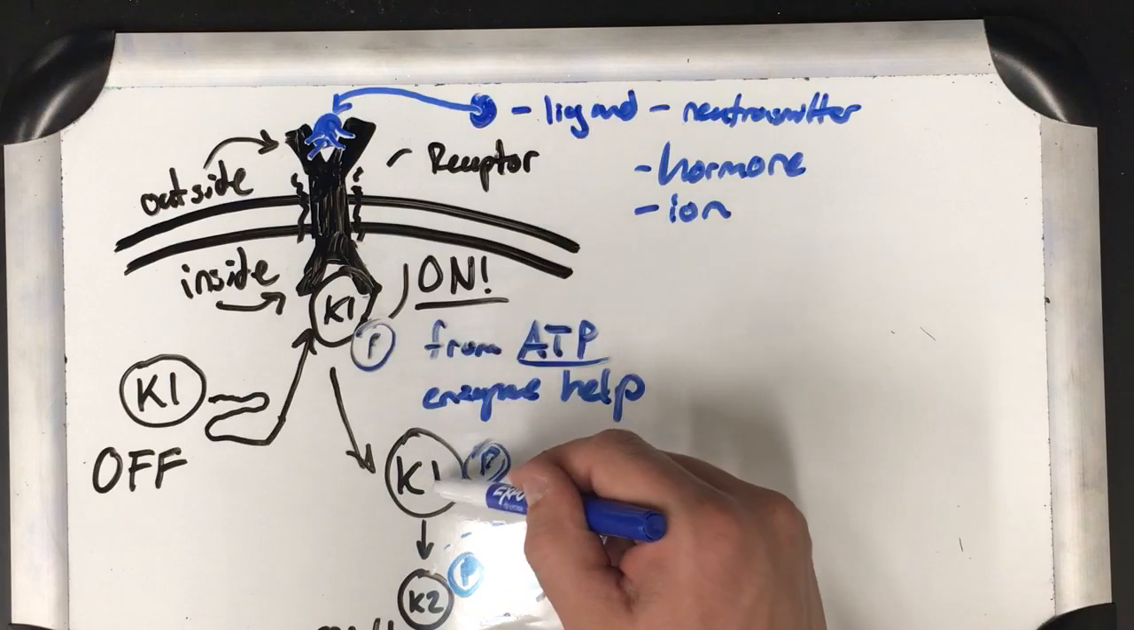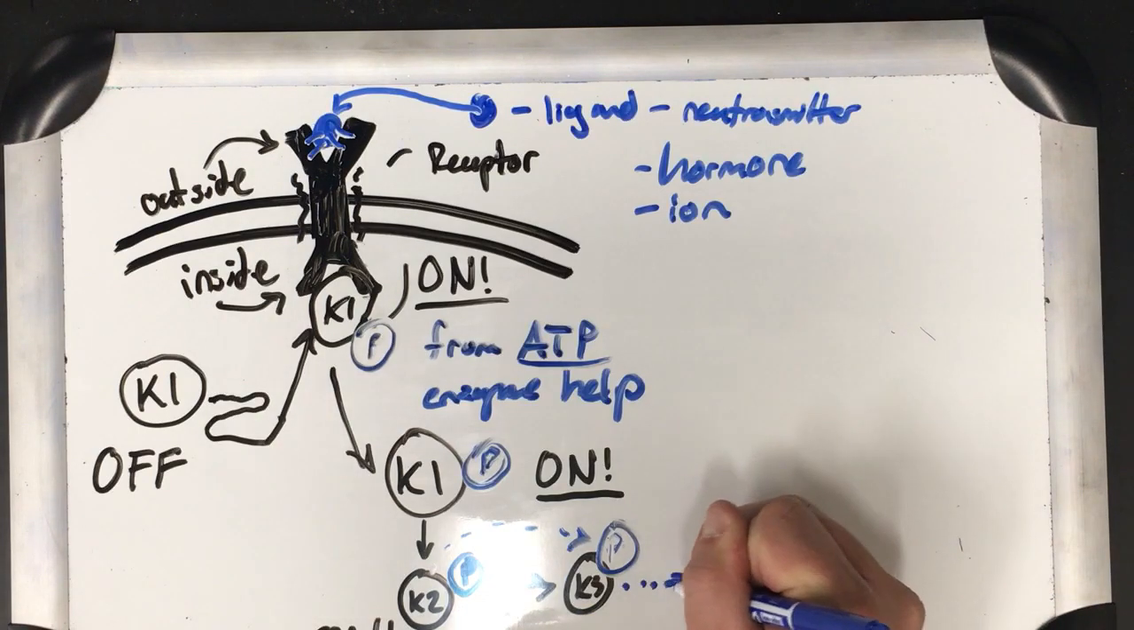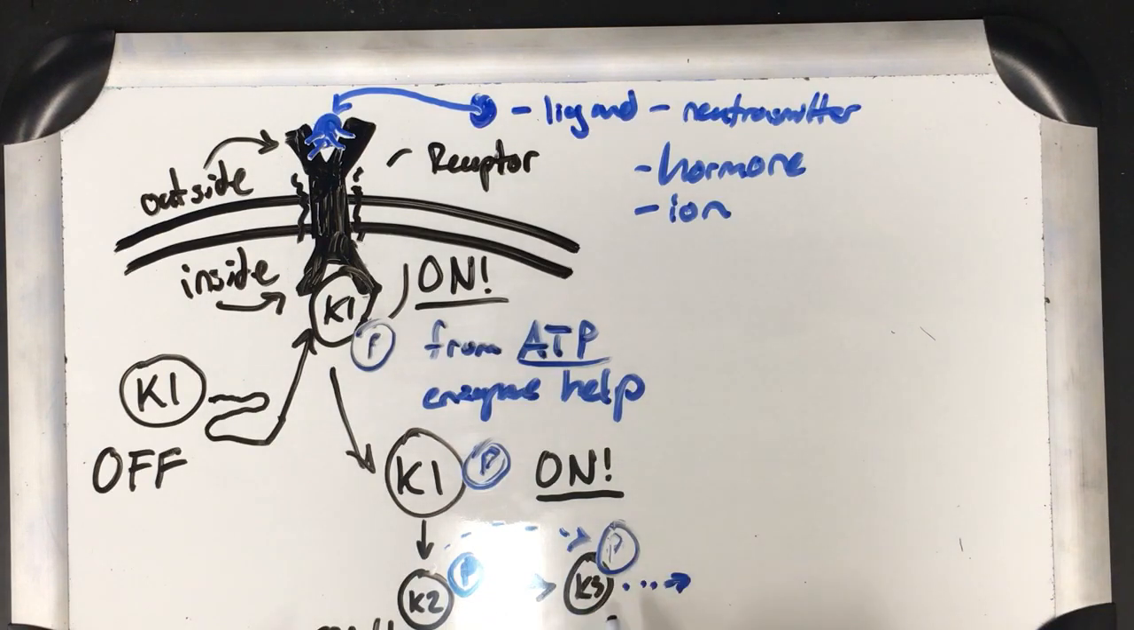So remember, you've unlocked kinase 1. Kinase 1's role is to unlock kinase 2. Kinase 2's role is to unlock kinase 3. So on and so forth. You can do this multiple times. This is where we amplify the pathway.